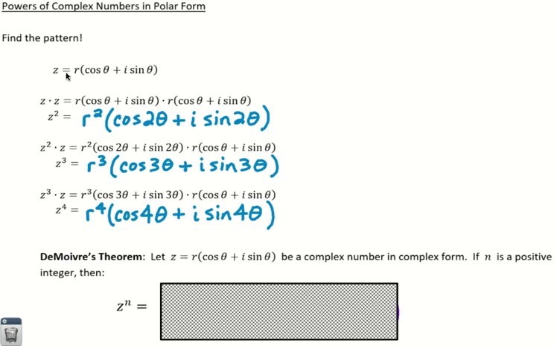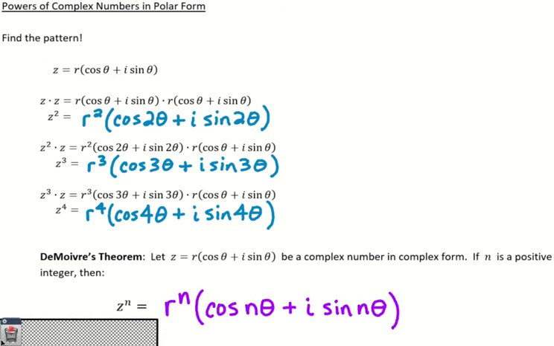Well, what if we wanted to raise z to any power n? We do this. So this is the overall formula for raising something like this to whatever power you wanted, the n power. And so the formula basically says that all you have to do is raise the radius to that power, but multiply the angle by n.